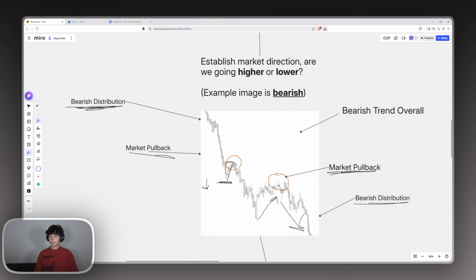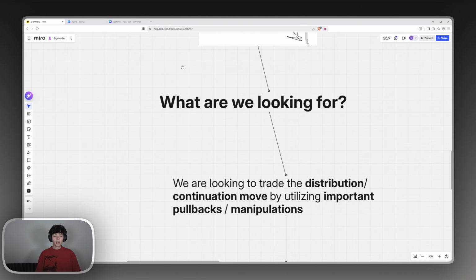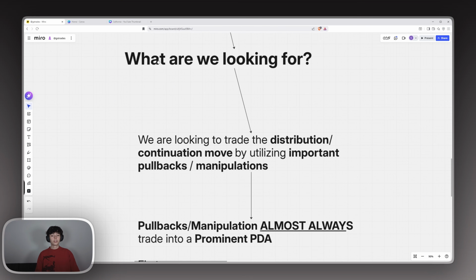Okay, so now that you guys know that, what are we looking for? We are looking to trade the distribution / continuation move by utilizing important pullbacks / manipulations. Okay, so like I just mentioned, pullbacks are manipulations. So whenever we see AMD, okay, there's going to be manipulations. Now you're probably thinking, Gus, you just showed the AMD chart, and the AMD goes accumulation, manipulation, and distribution.